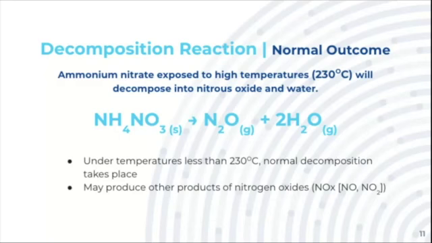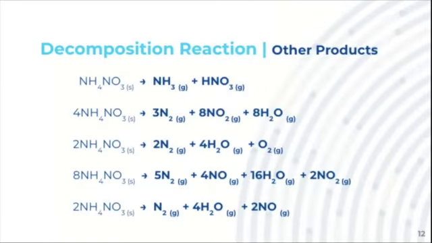The other major reaction that takes place with ammonium nitrate is its decomposition. When exposed to temperatures near its boiling point, about 230 degrees Celsius, ammonium nitrate will decompose into nitrous oxide and water vapor. Under this temperature mark, normal decomposition occurs in solution and can be controlled. Often, ammonium nitrate is melted in water to be used in fertilizing processes. The decomposition reaction may also produce other products of nitrogen oxide. Here are the various other products that may be formed when ammonium nitrate decomposes.